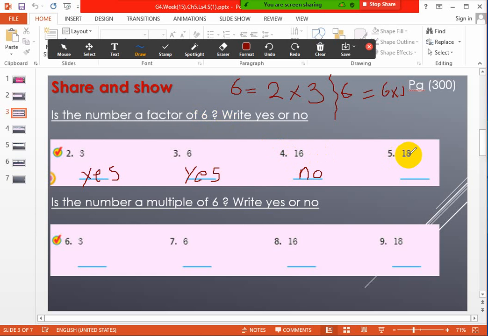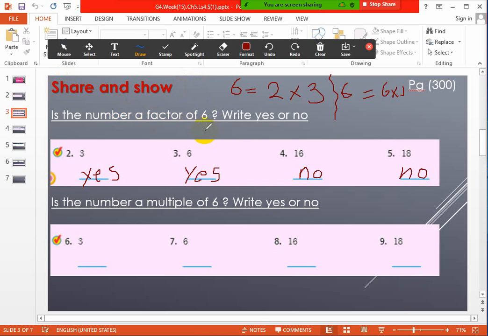Also 18. Is 18 a factor for 6? Can you multiply 18 with any number to get 6? No, also. Very good. So the answer is no. It's easy for me to know the factors for 6 because 6 is a small number, so no need to use divisibility rules here.